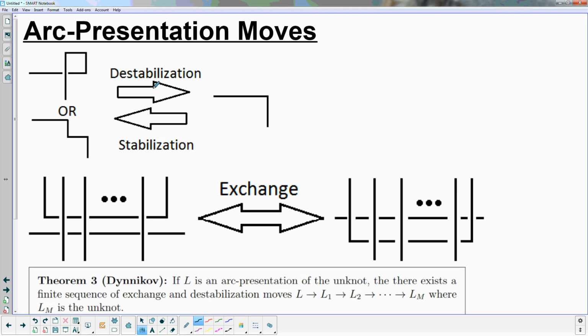We notice that this destabilization is going to lower the complexity of the arc presentation by 1.